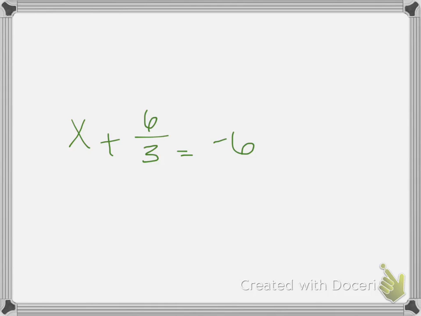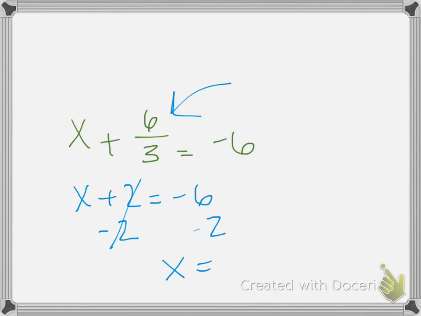Okay, 6 divided by 3 is 2, so I can simplify that. Okay, x by itself, I have to subtract 2 from both sides, so I should get negative 6 minus 2 is negative 8, because if we did negative 6 plus that negative 2, it's the same thing as negative 6 minus 2, to get that negative 8.